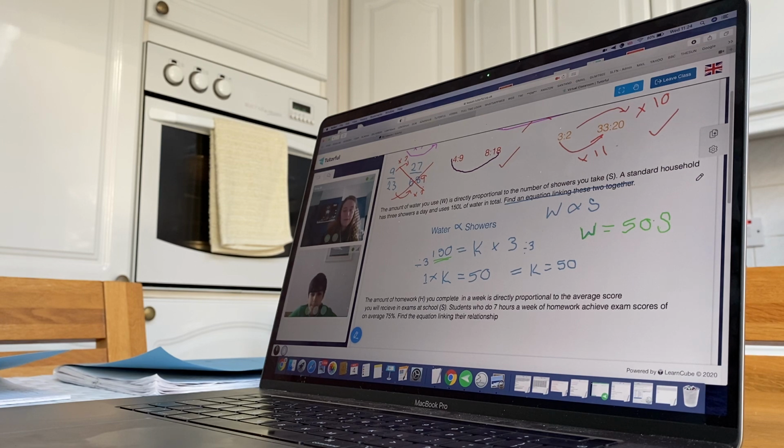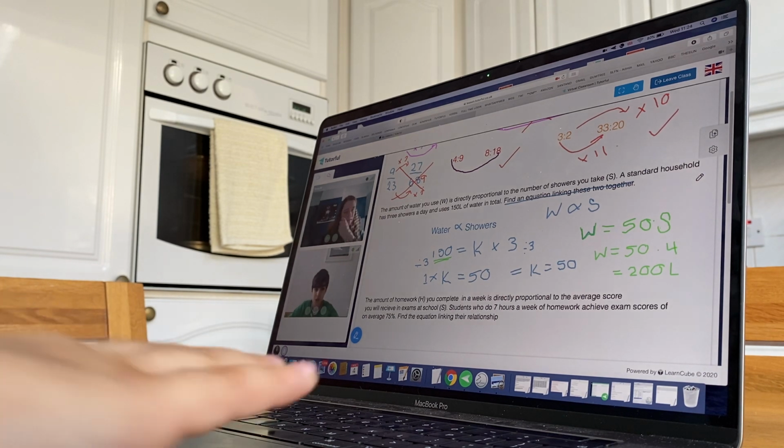Because now, let's say you told me, and I just made these numbers up by the way, that your household has 4 showers a day. You could quickly work out that the amount of water you approximately use is 50 times 4 showers, which is 200 litres. Can you see how that's quite useful? So you can just divide it by how many there is.